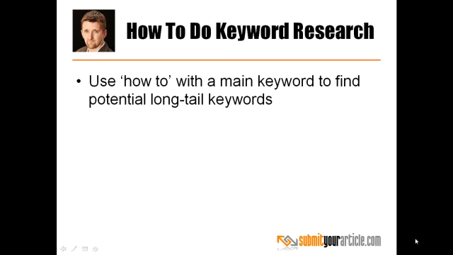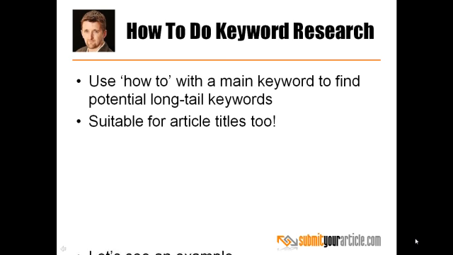Often, using a phrase like how to, together with one of your main keywords, can help you discover suitable long tail phrases, which can form suitable article titles too. So this is ideal for article marketing purposes, as the title's ready-made for you and is already optimized for the keyword in question, i.e. the title is the keyword and you can't get much better optimized than that, of course. So let's see an example of how this can work.